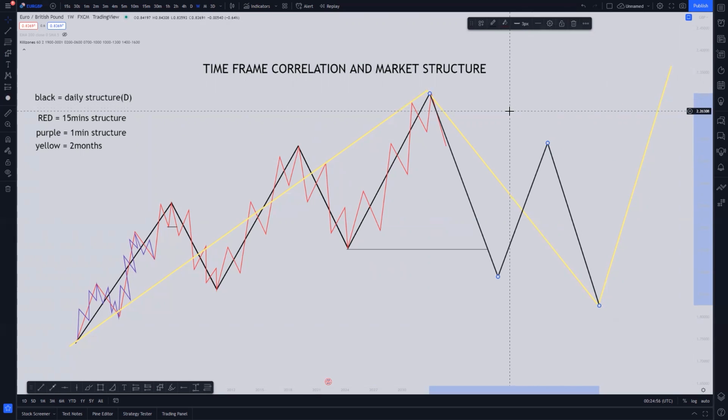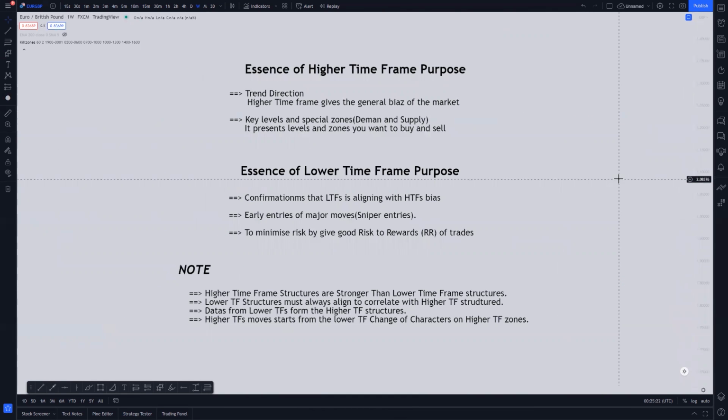Now, let me just briefly give you the purpose of higher time frame structure and the purpose of lower time frame structure. All right, guys, this is the essence of higher time frame structure and also the essence of lower time frame structure. The major essence of higher time frame structure is trend direction. The reason why we go to the higher time frame, like in our top-down analysis, is to get the general direction or the general move of the market.